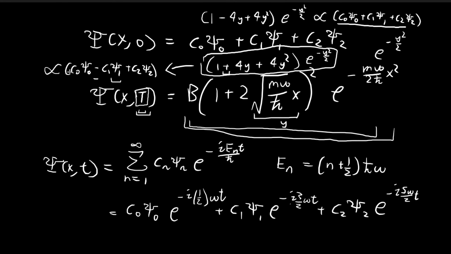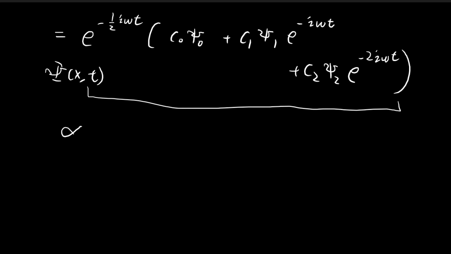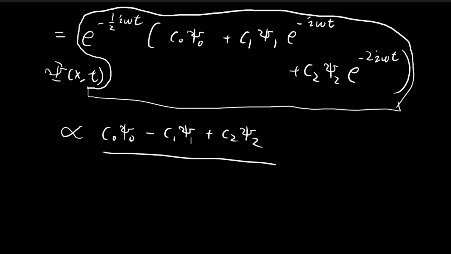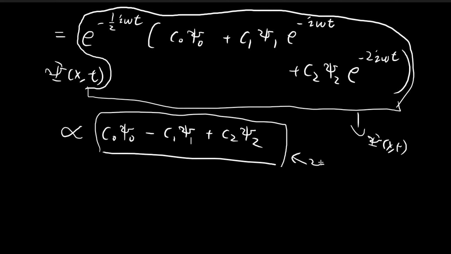So what we know is that the wave function here, after a time period of t, is going to be proportional to c naught times xi naught minus c1 times xi1 plus c2 times xi2. So we know that the wave function is going to be proportional to this term. And then up here, this is what the wave function is equal to after the time period of t. So this is the wave function, and this is the term that the wave function is proportional to. So both of these are pretty much the same. They only differ by a normalizing constant in the front.